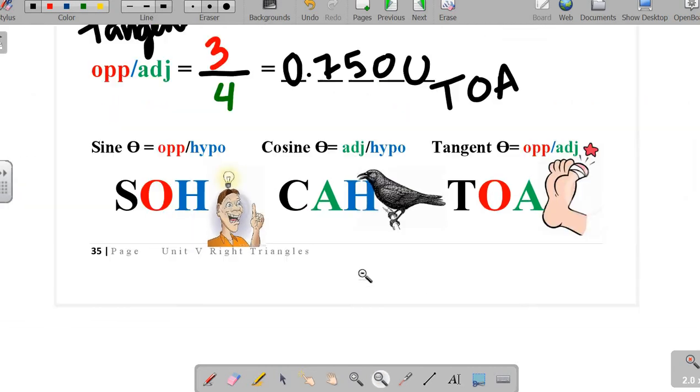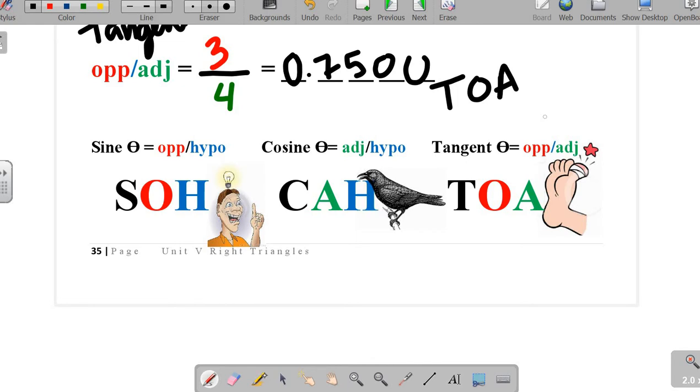Commonly known as an acronym called SOH CAH TOA. Sine of theta, which means angle, equals opposite over hypo. Cosine theta equals adjacent over hypo. Tangent theta equals opposite over adjacent. Right now this means nothing to you. It will in approximately 5 minutes.